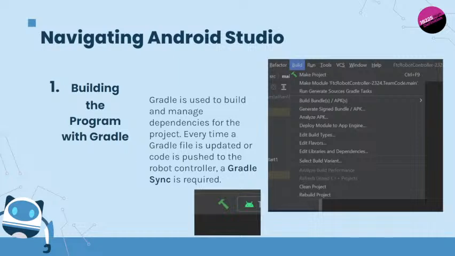Okay, so building the program in Gradle. You only have to do this every time you add a dependency or something. At the top of the screen there's a button that looks like a hammer, and whenever you press that button, it builds. It does require Wi-Fi. There are some people who do not have the build button.